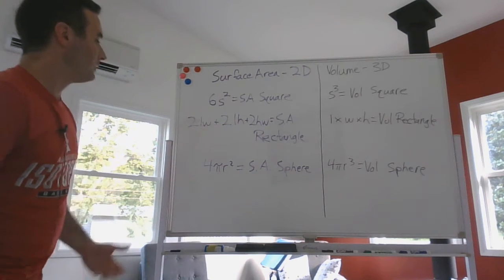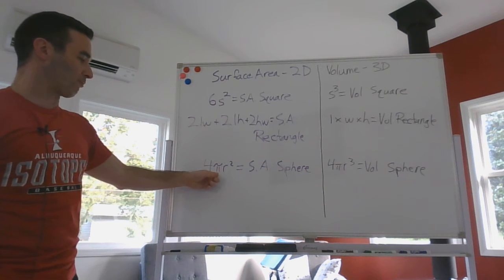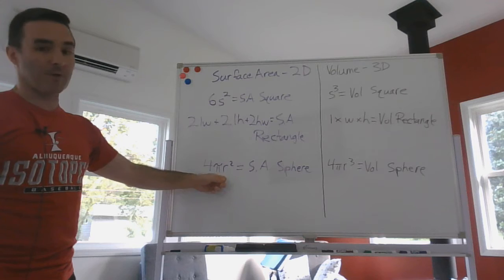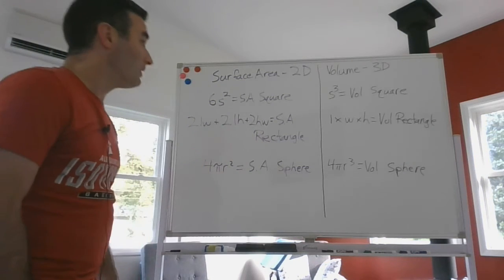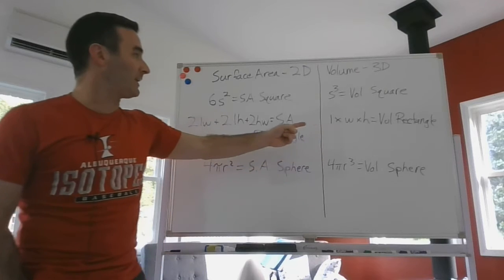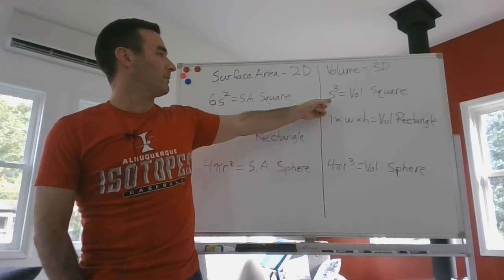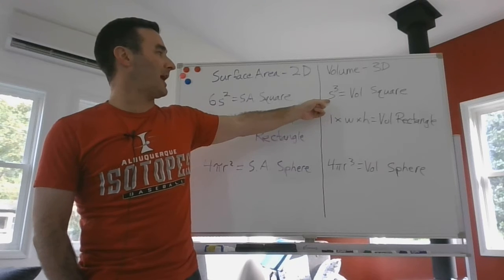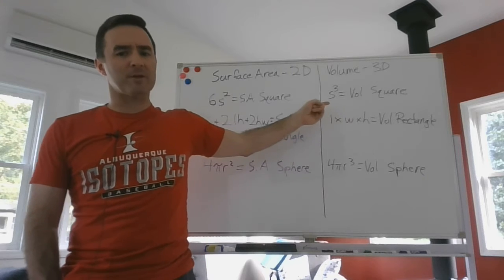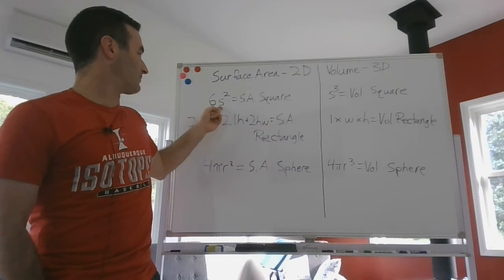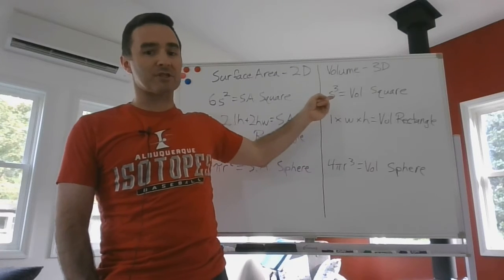With the sphere, you've got 4 times, there's our old friend pi, and the radius squared. Nothing too remarkable here. Well, now let's look at things in 3D. So looking at a cube, the volume is the measurement of a side cubed. Remember, when you're taking something to a power, that's the side multiplied by itself: the side times the side times the side.